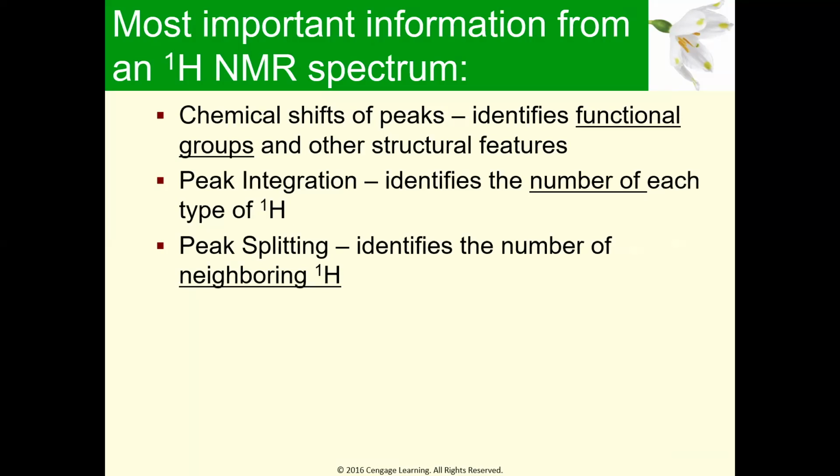So the first thing that's important information we get from proton NMR is this information we call chemical shift. The reason why it's important is because it helps us identify functional groups in that compound and other structural features.